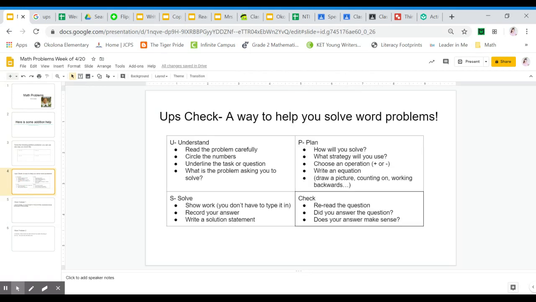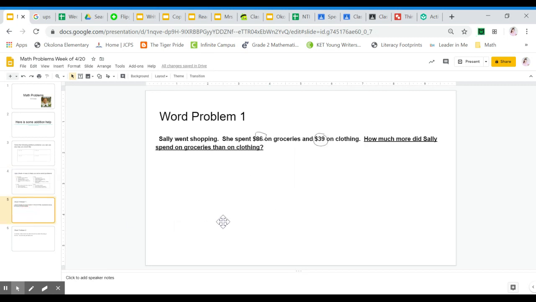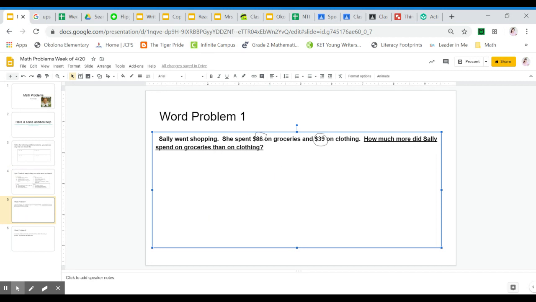The other thing is that I need to plan. So how will I solve? What strategy will you use? Choose an operation, write an equation, and so on and so forth. So for this problem, I'm seeing how much more, and I know that I need to find the difference. So I'm going to use subtraction as my operation. So there's where I'm planning here.